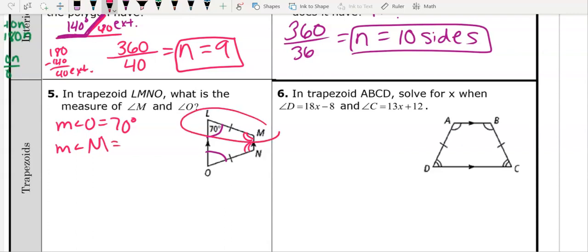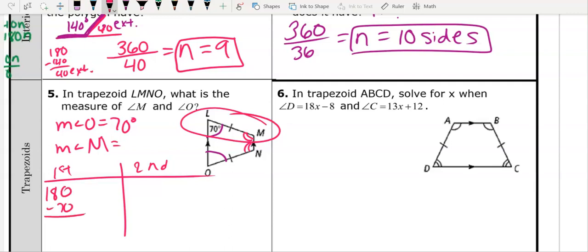So we know that the two left or two right angles in a trapezoid add up to 180, or all four angles add up to 360. So two different ways you could do this. I'll do first way and second way. You pick one, you don't have to write them both. First way, we'd say 180 minus 70, which would leave us with 110 for angle M.